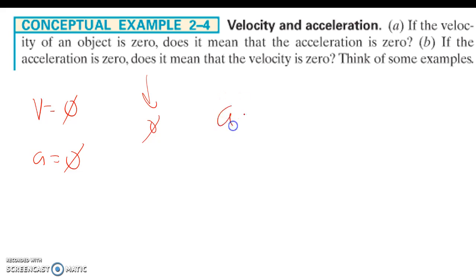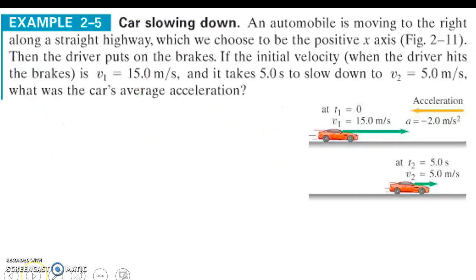But if the acceleration is 0, does it mean that the velocity is 0? Well, we could have no acceleration and still be traveling. That means we're traveling at a constant velocity. So they both can be 0, depending on the situation.